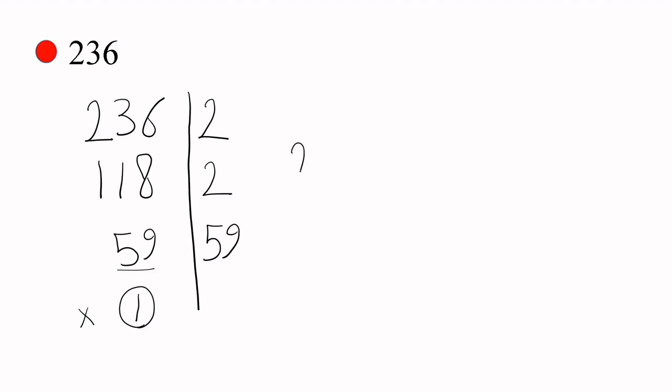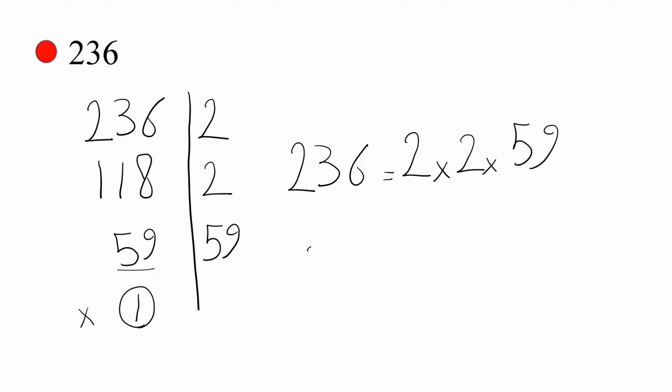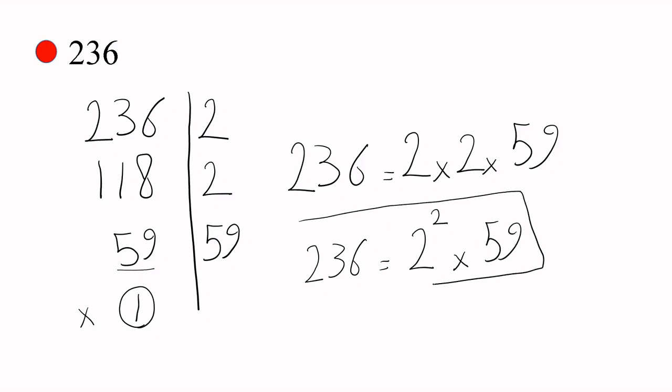So I can write 236 is equal to, the first number was 2 times 2 times 59. Or I can write it as 236 is equal to 2 to the power of 2 times 59. And this is the prime factorization of 236. Look at the next example.